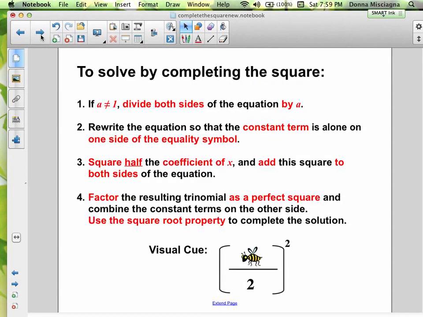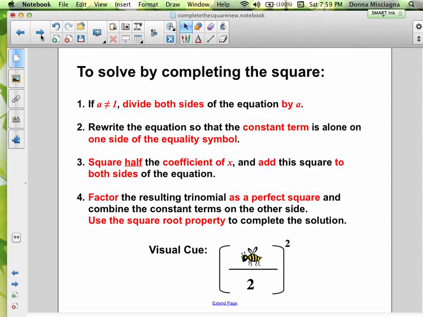So here's our steps to solve by completing the square. If a is not 1, we're going to have to divide both sides of the equation by a. In the first examples we're going to do, though, that's not going to be an issue. Later on it will be. So if a is 1, you're going to skip that step. If a is not 1, we're going to divide both sides of the equation by a.